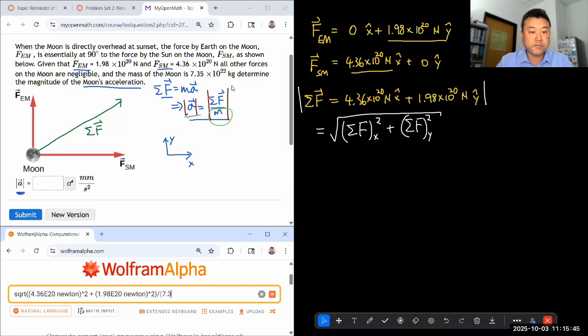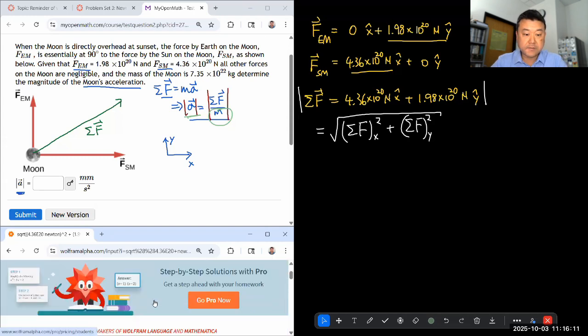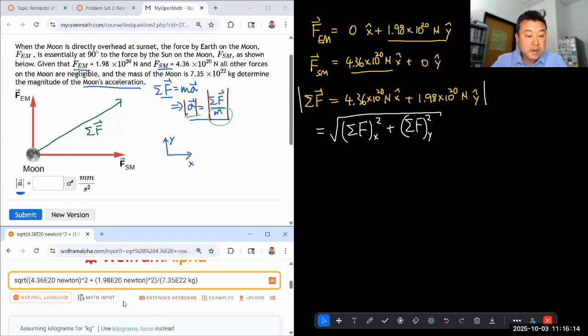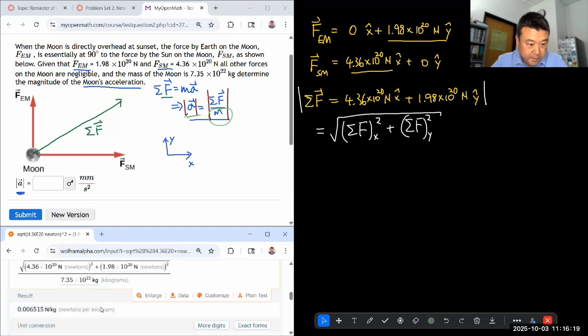So 7.35 E22 kilograms. One of the nice things about putting the units in is that suppose I made a mistake with where to put the square root, like I put the mass inside the square root, which would be a mistake. If I do that, then putting in the units will show me something that will help me figure that out. So this should be in acceleration units. Let me get an answer and see if it's in acceleration units. Kilograms for kg, yes, it understood me correctly.